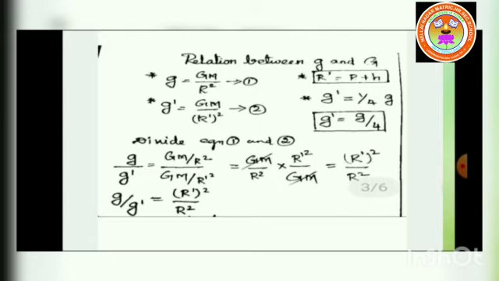So next we will arrange the formula GM by R square into the denominator GM by R dash square, here reciprocal. So R dash square divided by GM. We should cancel the GM. So we will get R dash square divided by R square. So g by g dash is equal to R dash square divided by R square.